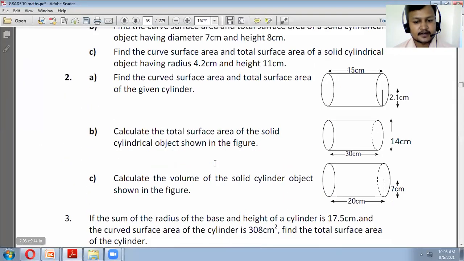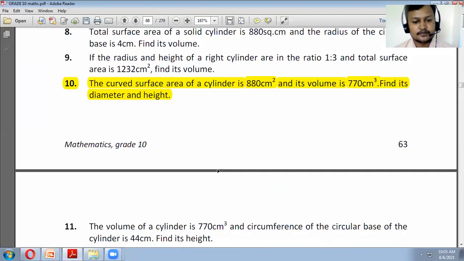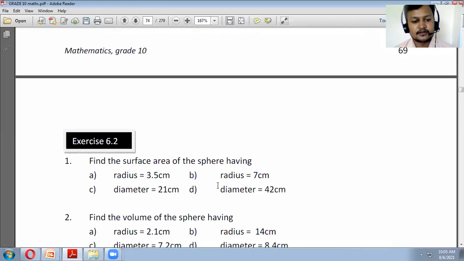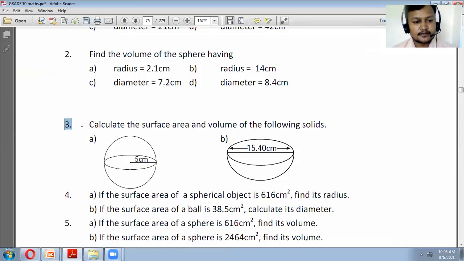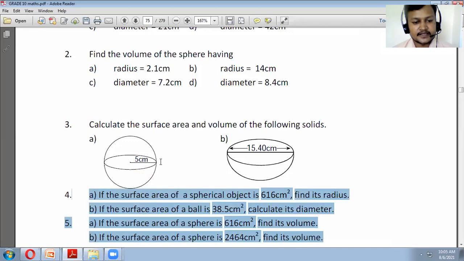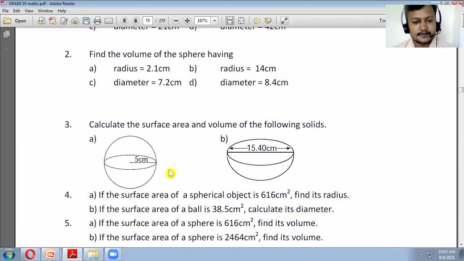Some questions are given here to us with figure. Let's look at those questions from here. Question number 3a. Calculate the surface area and volume of the following solid. What type of solid is this? Sphere. So for this sphere, we have to use formula of surface area as well as formula of volume. Its radius is given, the length from center is given, meaning radius is given.